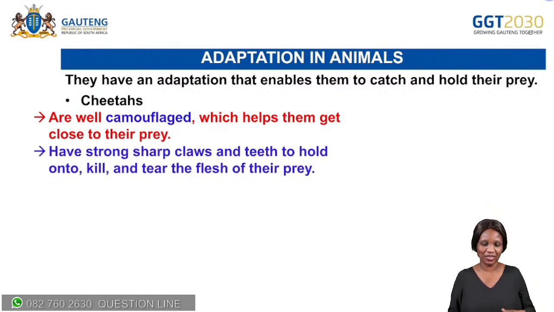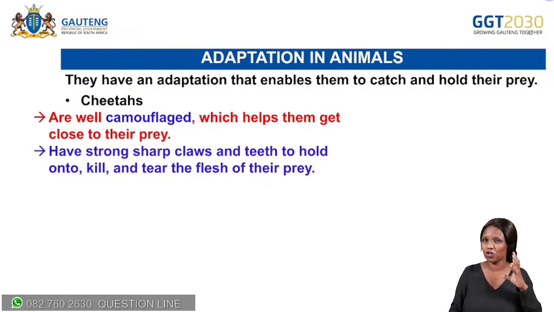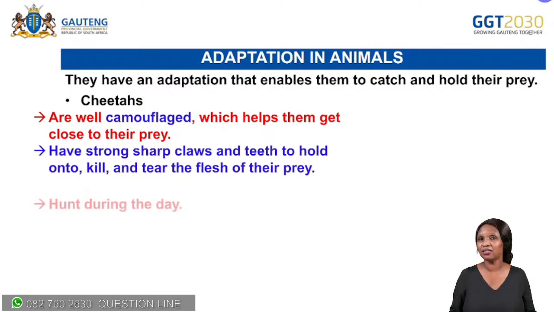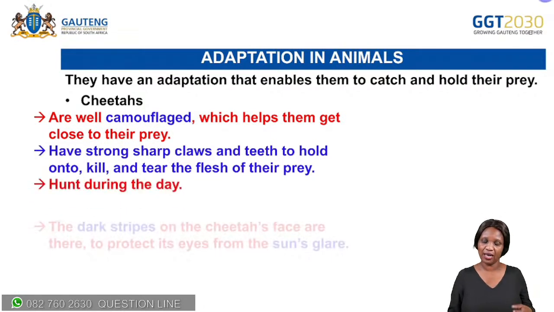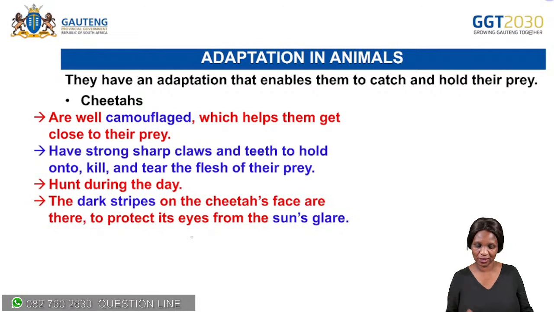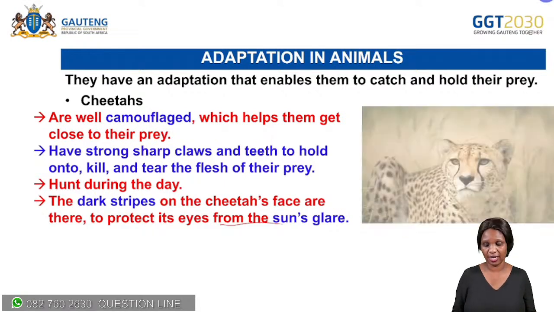And then they've got strong, sharp claws. These are the cheetahs. They've got strong, sharp claws. Why? To hold and tear the flesh of their prey. And then they also hunt during the day. The dark stripes on the cheetah's face that we have talked about, they are there to protect the eyes from the what? From the sun's glare. Okay. That's why it hunts during the day.